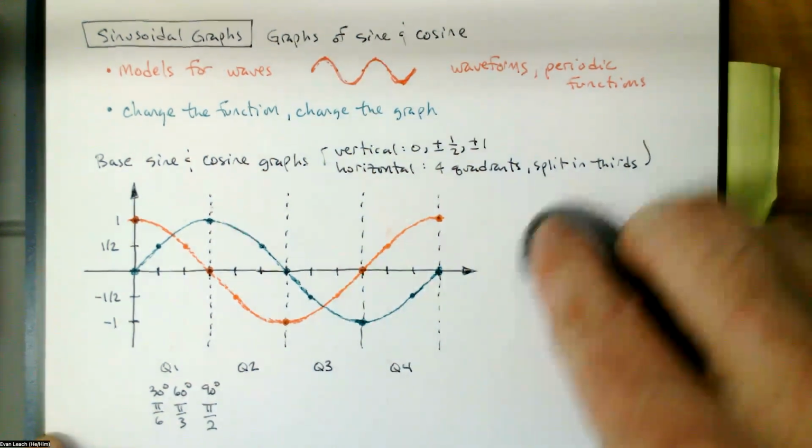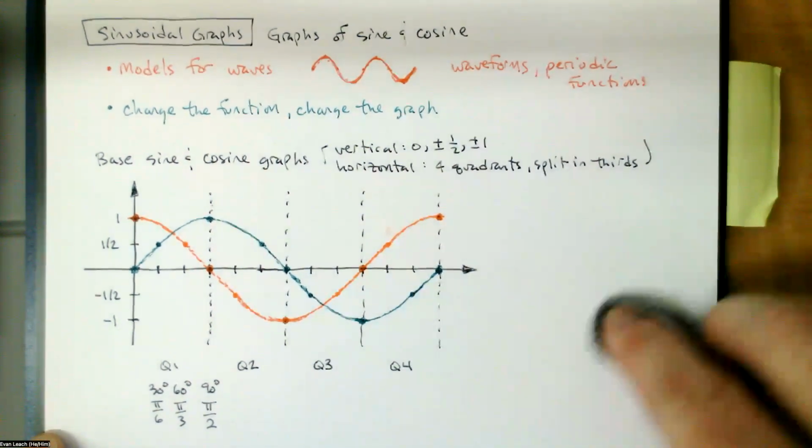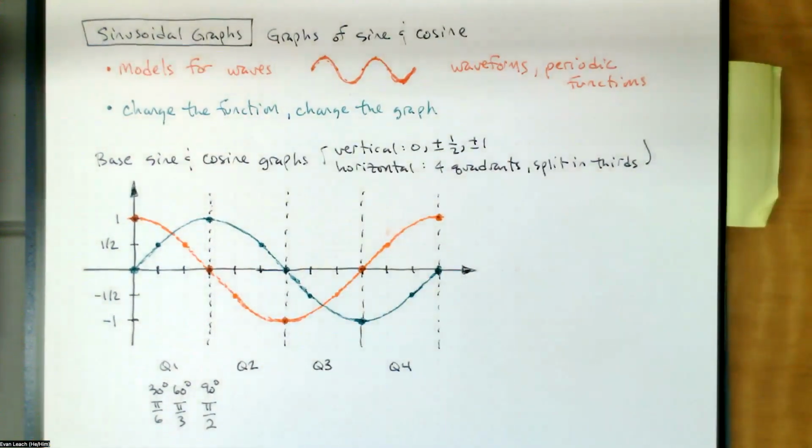There's a quick review on drawing a nice sinusoidal graph. You want the vertical marked with 0, plus or minus a half, plus or minus 1. And on the horizontal, you want to see your 4 quadrants split into thirds. Because it's at those thirds that we're going to find the halfway. It's at those thirds where we're going to mark the 1/2. It's at the quadrant ends that we're going to be at 0, 1, or -1.